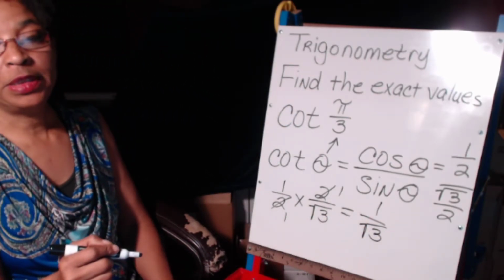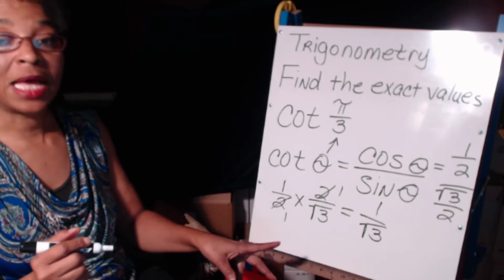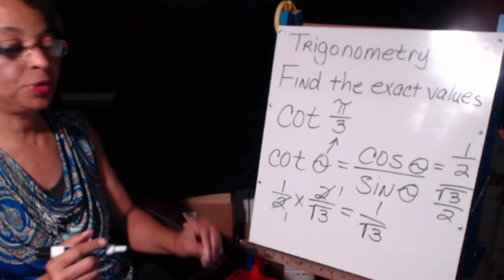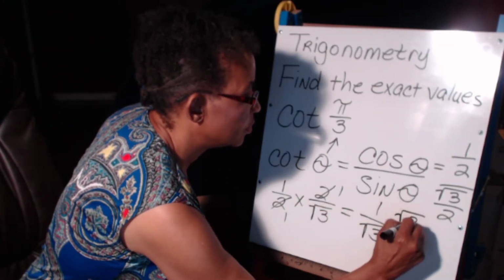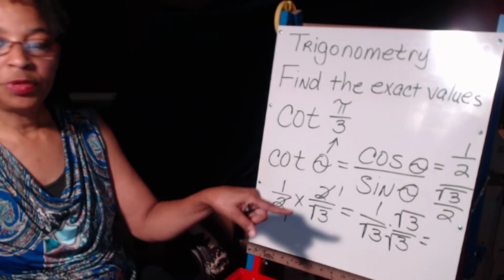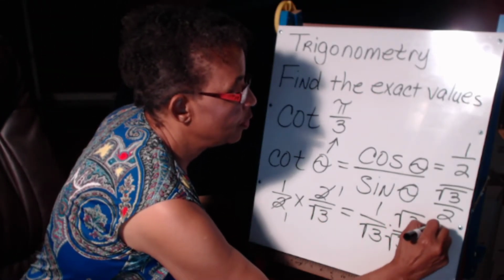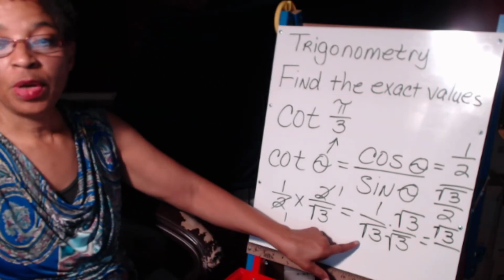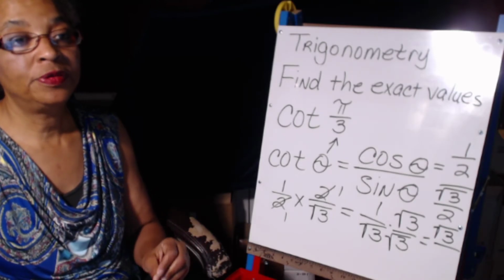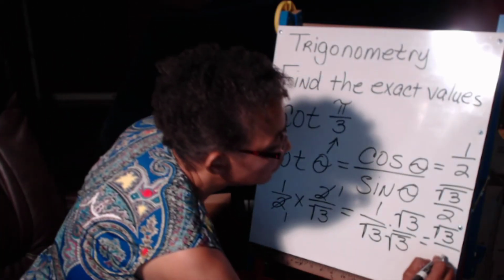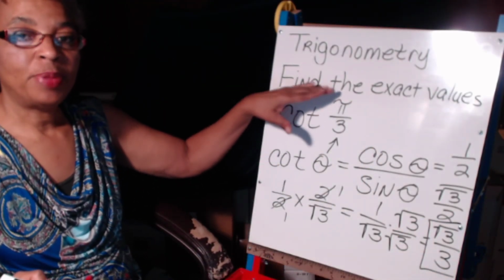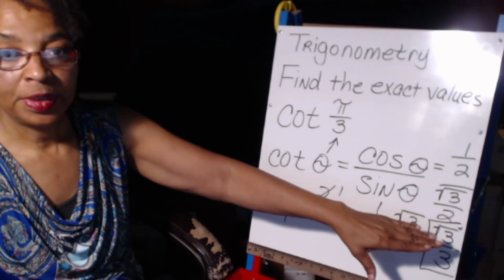1 times the square root of 3 is the square root of 3. And you know I'm quirky, so I want to rationalize the denominator by multiplying the numerator and the denominator by the square root of 3. So 1 times the square root of 3 up top is just the square root of 3. Square root of 3 times square root of 3 in the denominator is actually the square root of 9, and the square root of 9 is 3. So the cotangent of pi over 3 is the square root of 3 over 3.